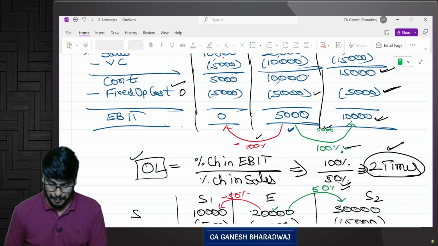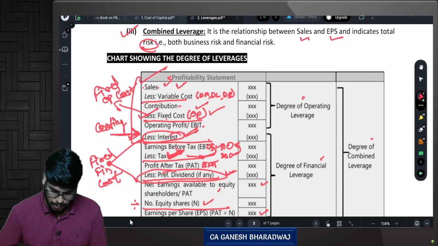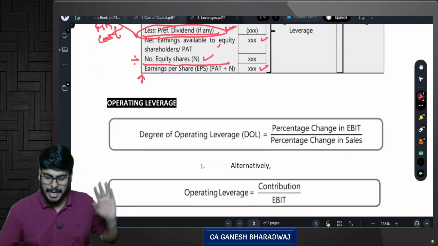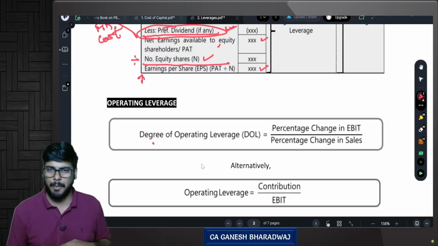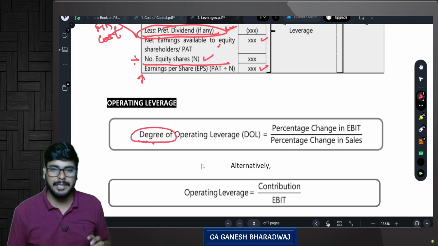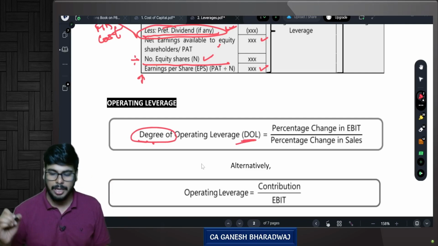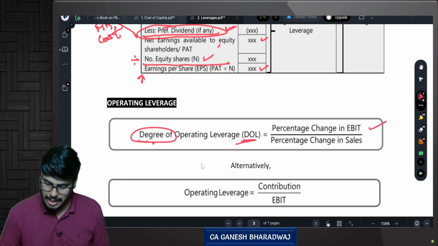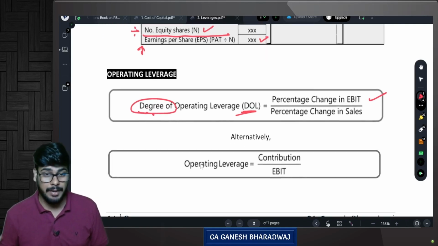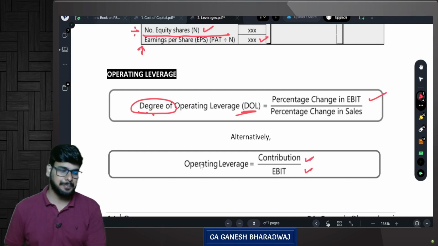Yes. Now there is one more formula for operating leverage. First, let's just do this. Operating leverage is also known as degree of operating leverage. Both are one and the same. Don't think that if they add these words, it is something else. It is exactly the same as operating leverage. Short form is DOL. So what is the formula? Percentage change in EBIT upon percentage change in sales. Alternatively, there is one more direct shortcut formula. Operating leverage is contribution divided by EBIT.